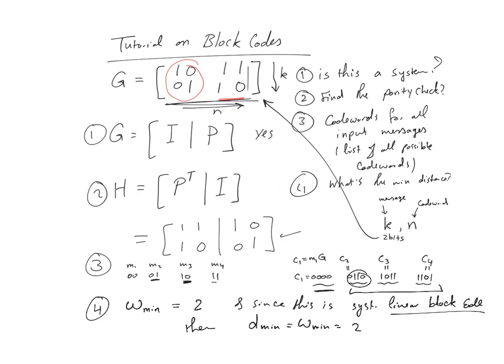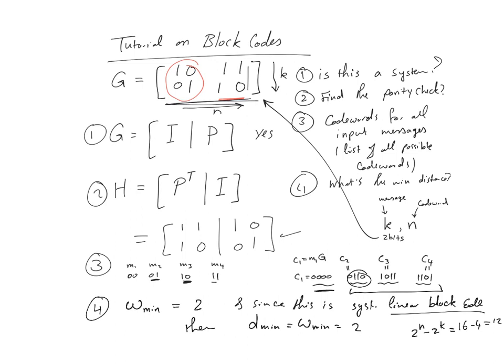I can also ask you what's the total number of bit error combinations that can be corrected, and that's equal to 2 to the power n minus 2 to the power k, which is 2 to the power 4, minus 2 to the power 2, which is 4. So 16 minus 4, which is equal to 12. So 12 of the possible error combinations can be detected.